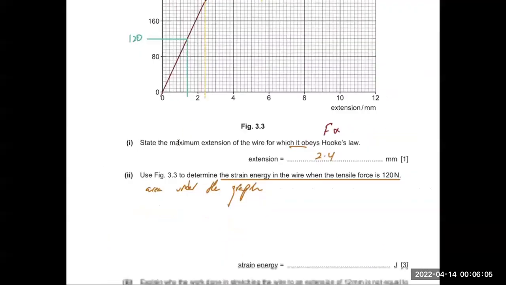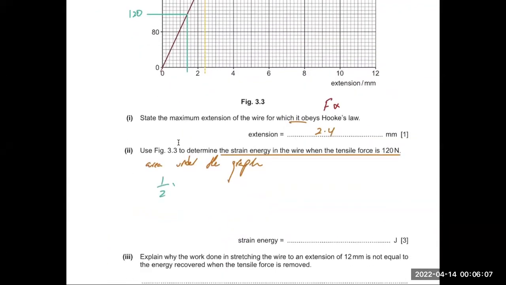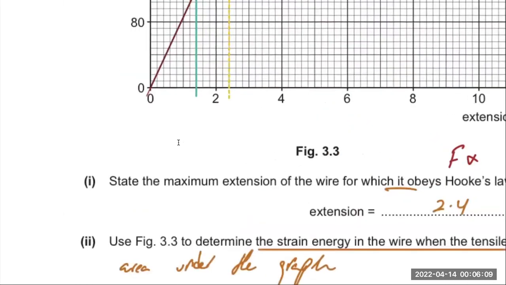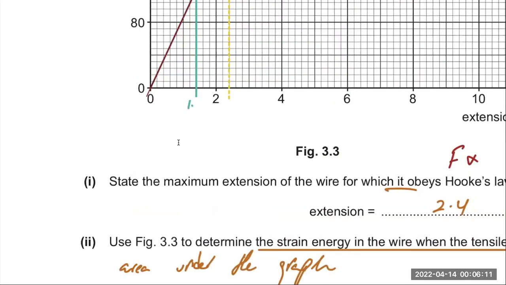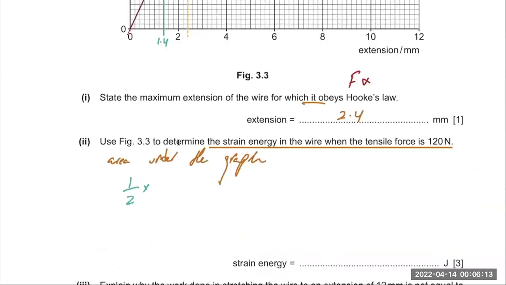So half into this value, I believe, is 1.4. Yes. Half into base into height. But you can't just use 1.4. And the reason behind that is because they want the answer in joules.